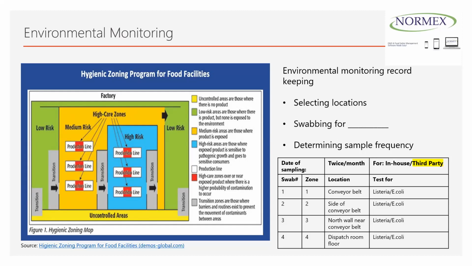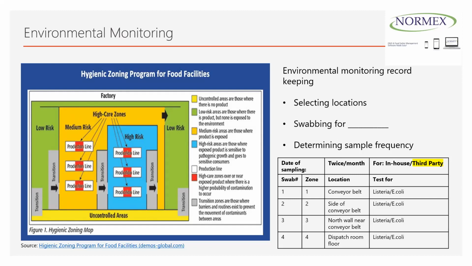And if you're taking something from a high risk zone to the production line, then we need to re-clean or sanitize those spatulas. So those small little things, the hygienic zoning program map could be used as a training tool while you're doing your annual training with your employees and help them understand why GMPs are so important.